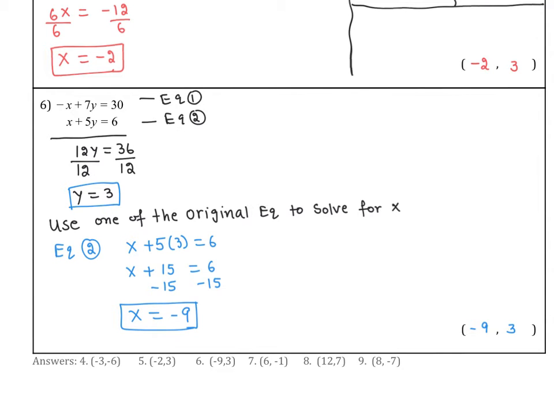Now you find the x value. To find the x value, you can choose any of the original equations. So I'm using equation number 2 and plugging in the y value. So it's going to be x plus 5 times 3 equals 6. Subtract 15 on both sides, you get x equals negative 9. So the answer is negative 9 comma 3.